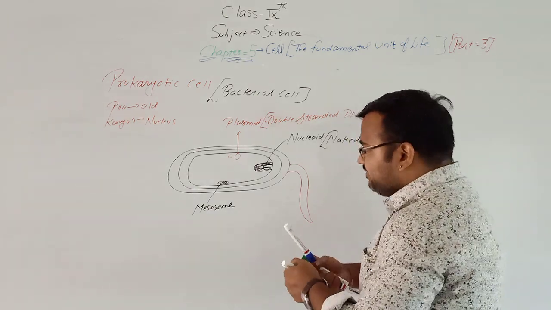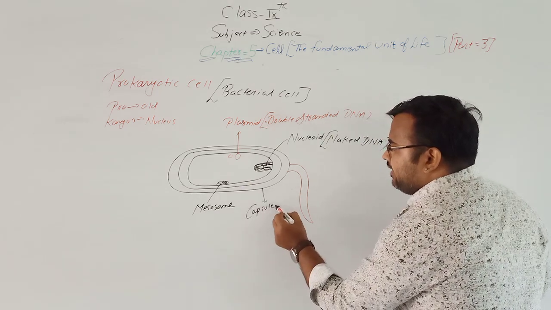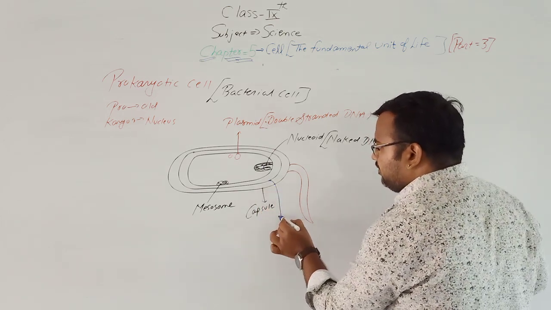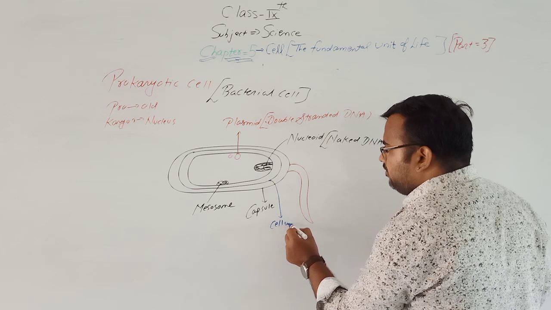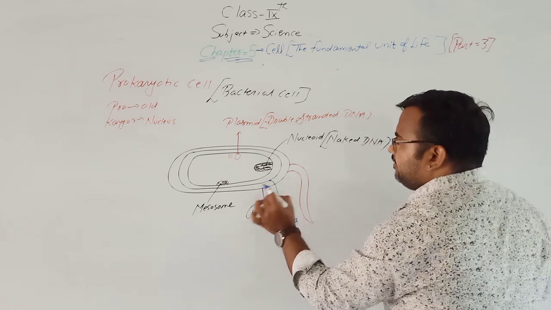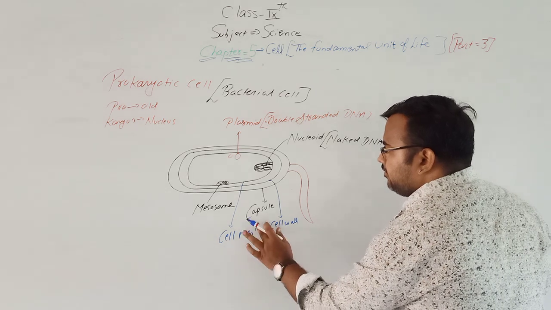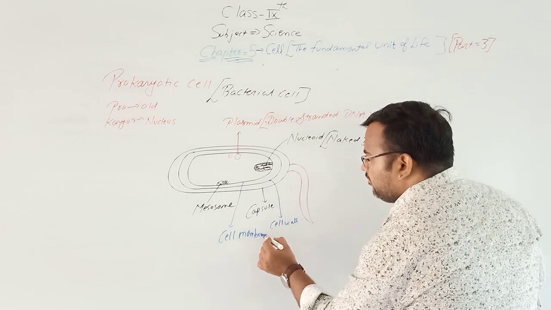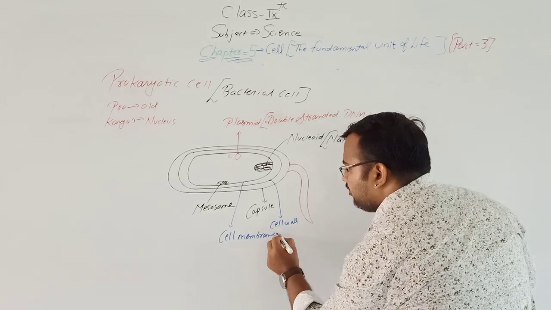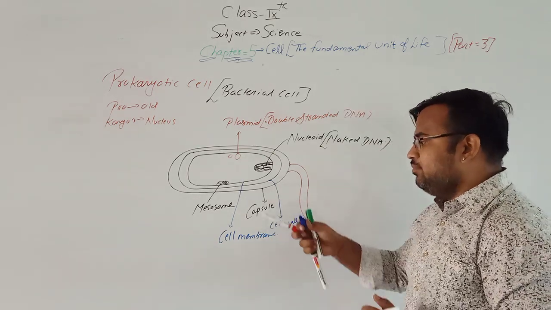Now see, the first layer is known as capsule. The second layer is known as cell wall, and the third layer is known as cell membrane. So the first layer is capsule, the second layer is cell wall, and the third layer is cell membrane.